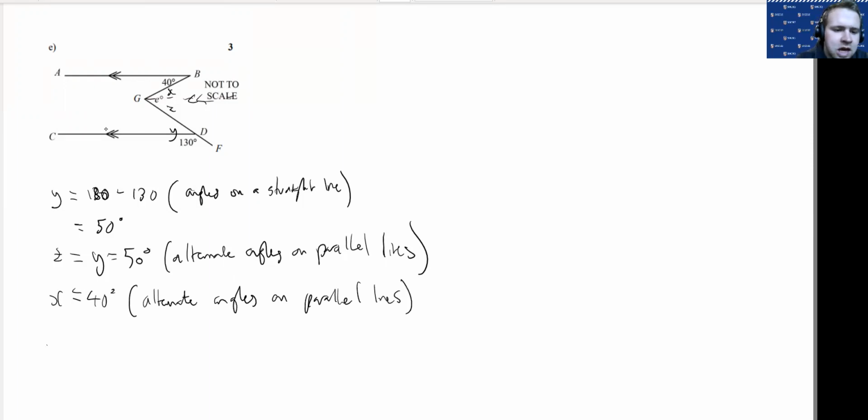So that means E is going to equal X plus Z, which equals 40 plus 50, which equals 90 degrees. So we just split the angle up into two bits. We added new letters in, and then we gave reasons for how we know what those letters are. And then I can say at the end, E equals X plus Z, which equals 90 degrees, all up.